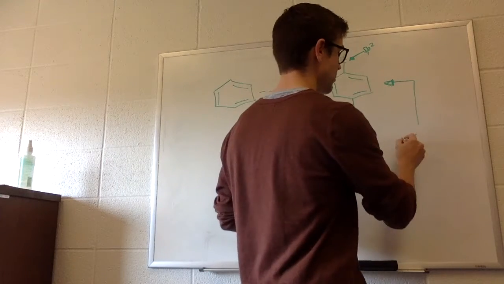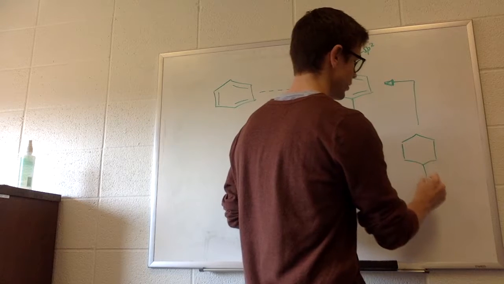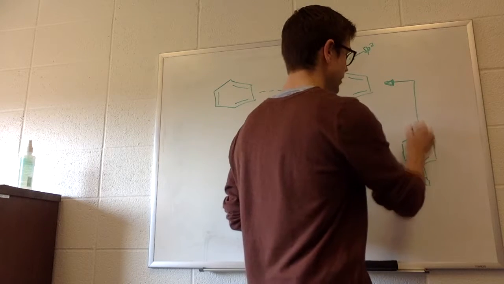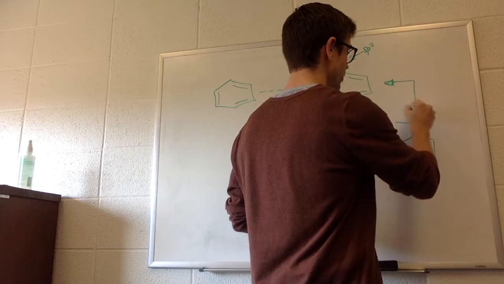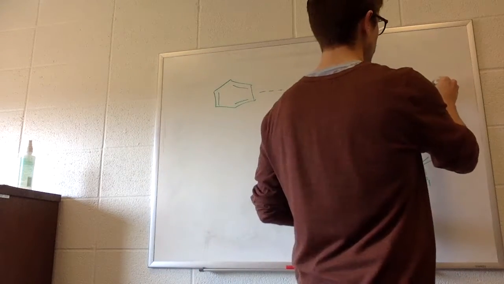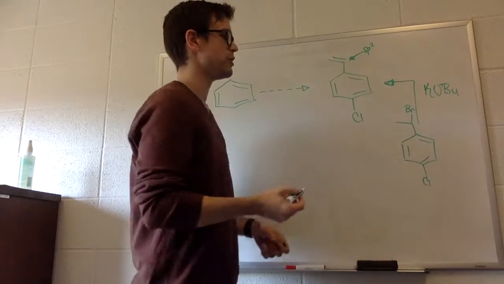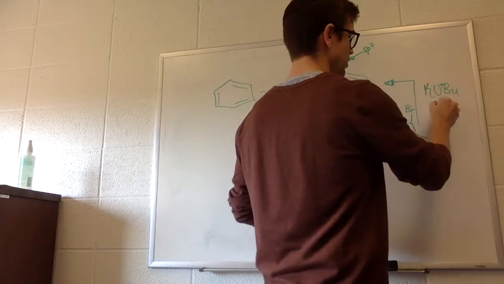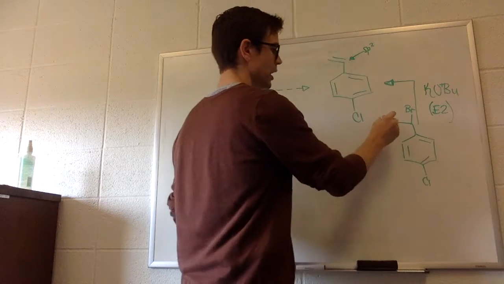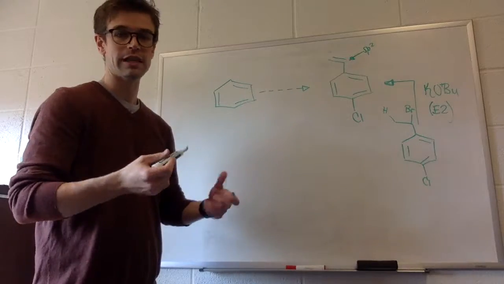So if we step back a step and we get to this benzene derivative here with a bromine in that position, and we were to treat that molecule with a big bulky base like potassium tert-butoxide, that's going to do an E2 reaction, deprotonating this position to make our alkene. So that was the desired alkene.